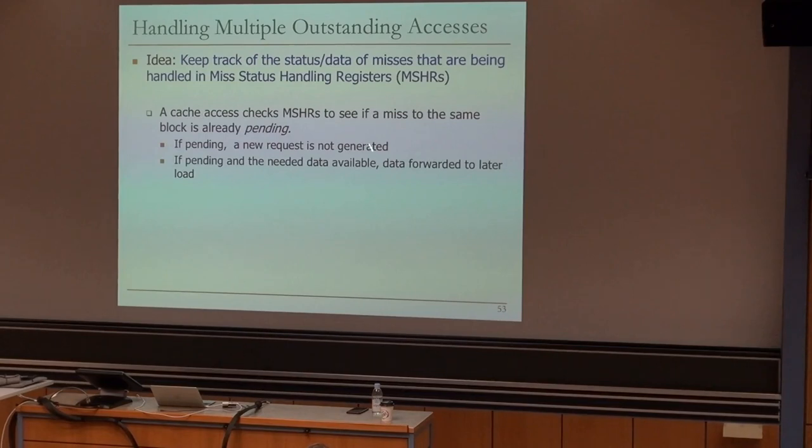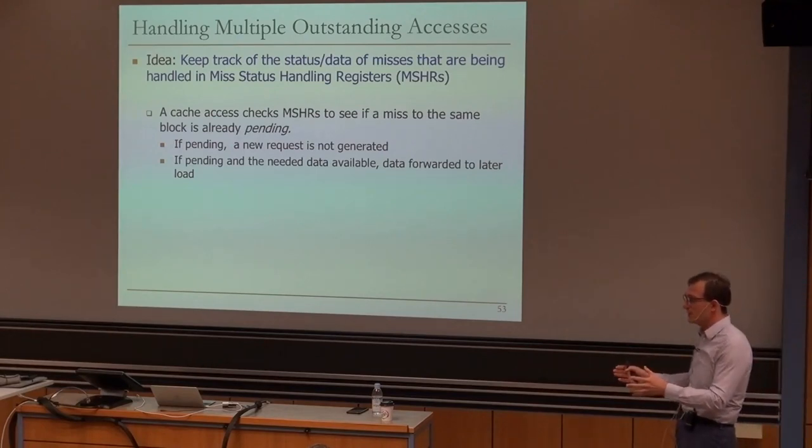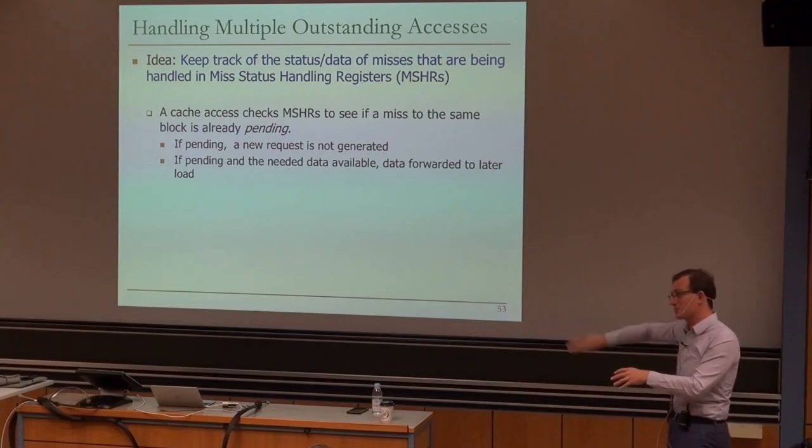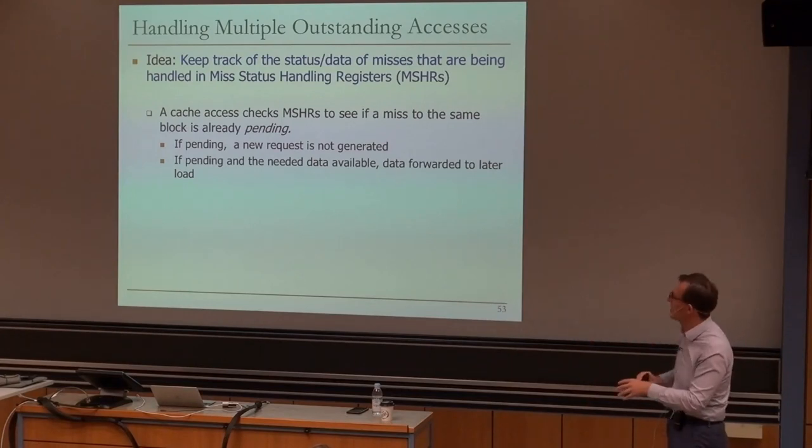So a cache access checks these MSHRs or miss buffers to see if a miss to the same block is already pending. Basically, what do these buffers do? These buffers keep track of which accesses are pending, meaning they missed in the cache, but the cache is currently servicing them in the cache controller.